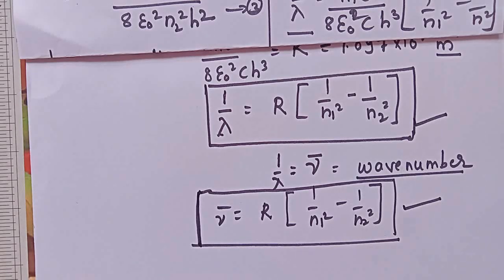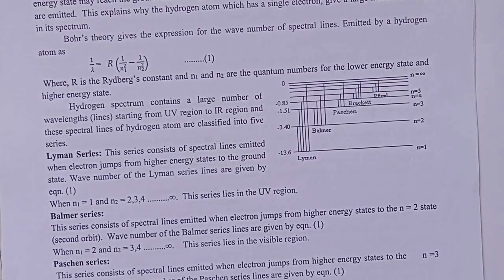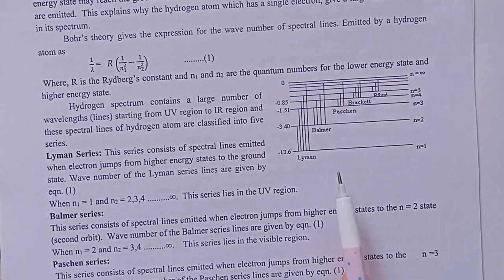Between these two levels, the transition of the electron takes place, and the difference between the two energy levels is emitted in the form of electromagnetic radiation. So finally we have derived the expression for the wavelength or the frequency of the emitted spectral line. Now, based on this expression, we are going to explain the 5 spectral series of the hydrogen atom.